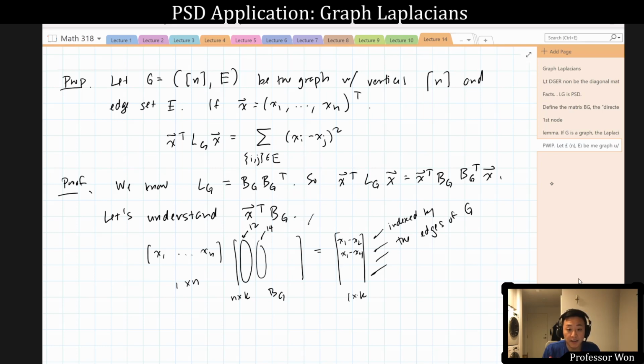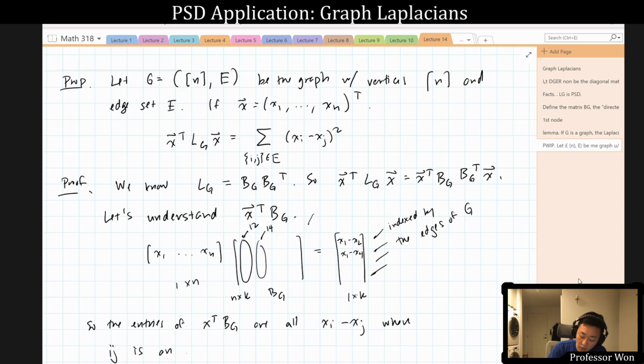Okay, so this means in the end, this X transpose BG, every single entry will be non-zero, and it will be xi minus xj, where i and j form an edge of G. So the entries of X transpose BG are all going to be xi minus xj, where ij is an edge of G. And you'll get every single edge represented.